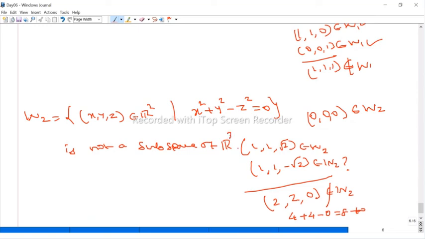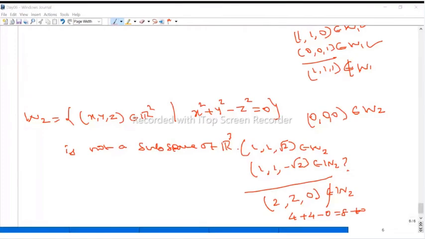Okay. So you try to solve some problems in the exercise from the book.